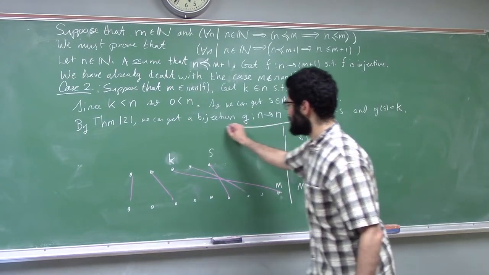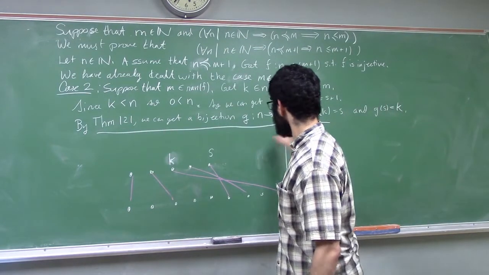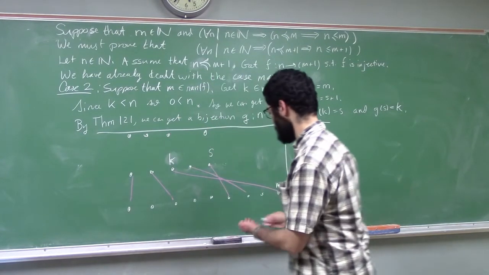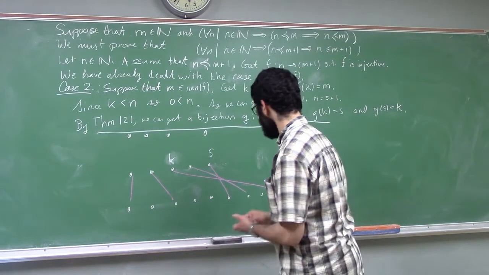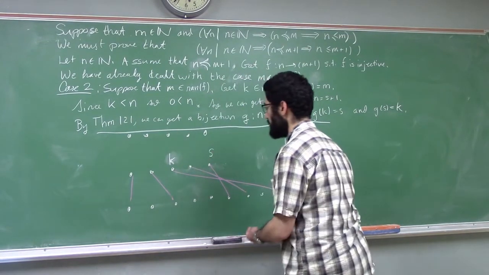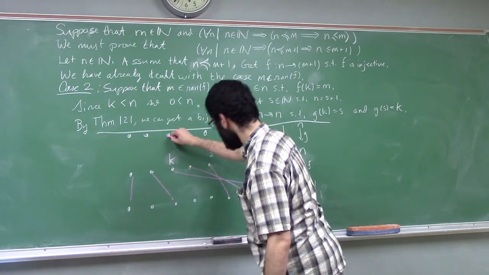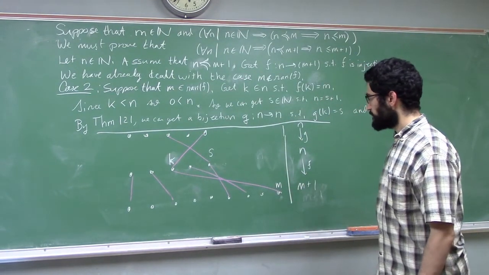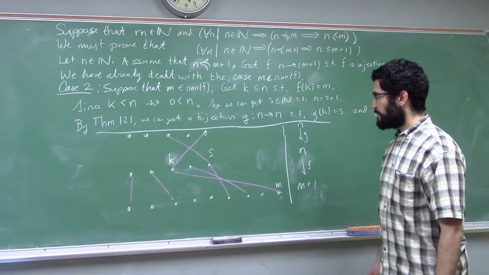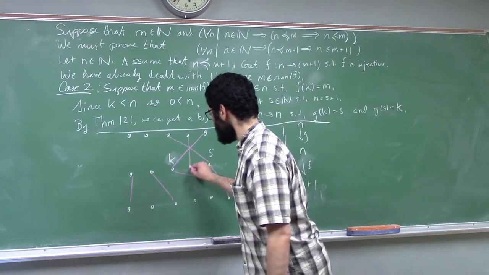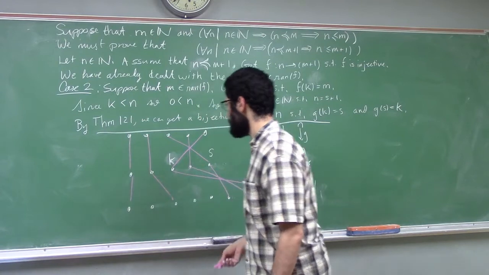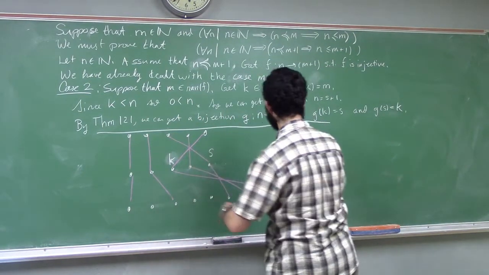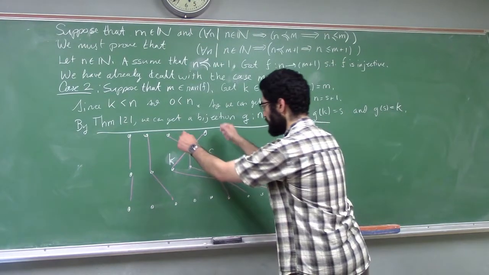And here's another copy of n. And the way g operates is, I don't know what it does to many things, but I know what it does to k and s. It sends k to s and s to k, so it swaps them. And for the other things, I don't know what it does, but it might as well act like the identity. It doesn't really matter. What matters is that it's a bijection, and it swaps k and s.